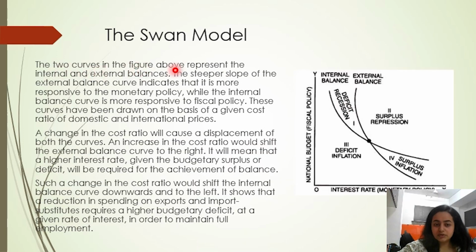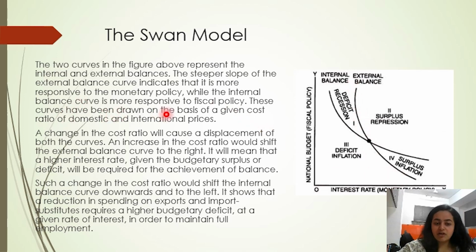Here the two curves represent internal and external balance again. This is the internal balance and this curve shows the external balance. This is similar to the previous diagram. Again we have 4 zones, 1, 2, 3 and 4. The steeper slope of the external balance curve indicates that it is more responsive to monetary policy, while the internal balance curve is more responsive to fiscal policy. Of course, internal balance is responsive to fiscal policy, external balance responsive to monetary policy.